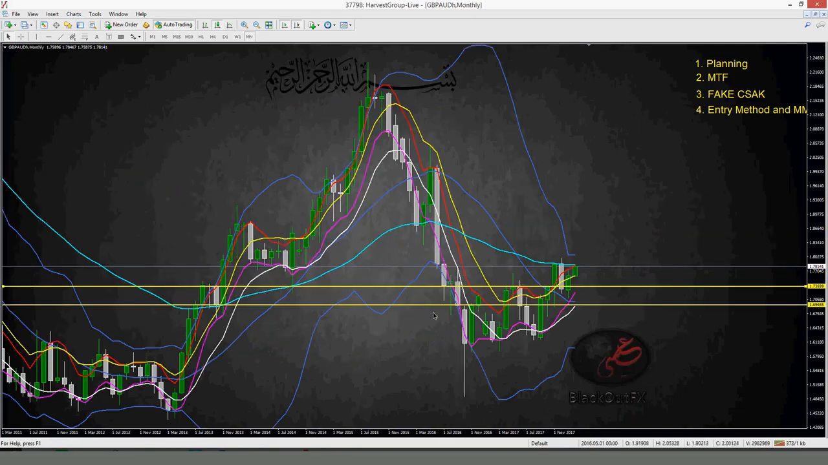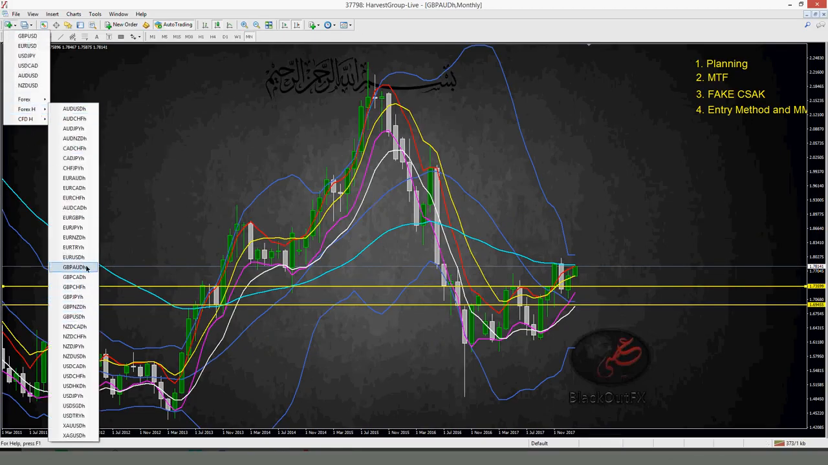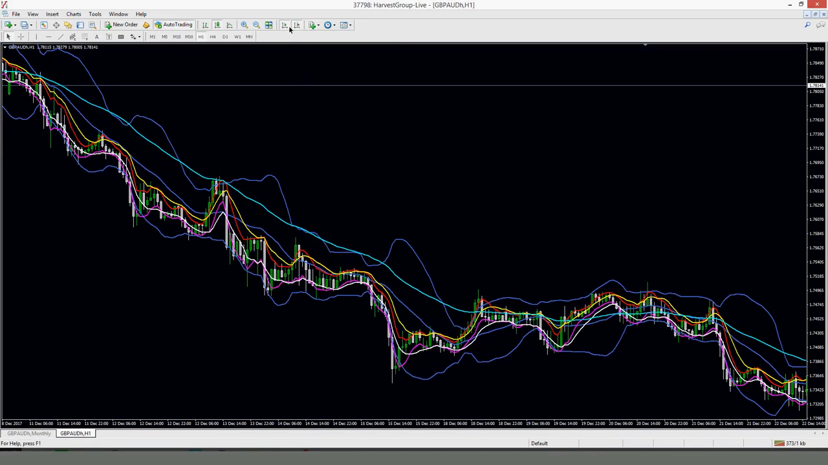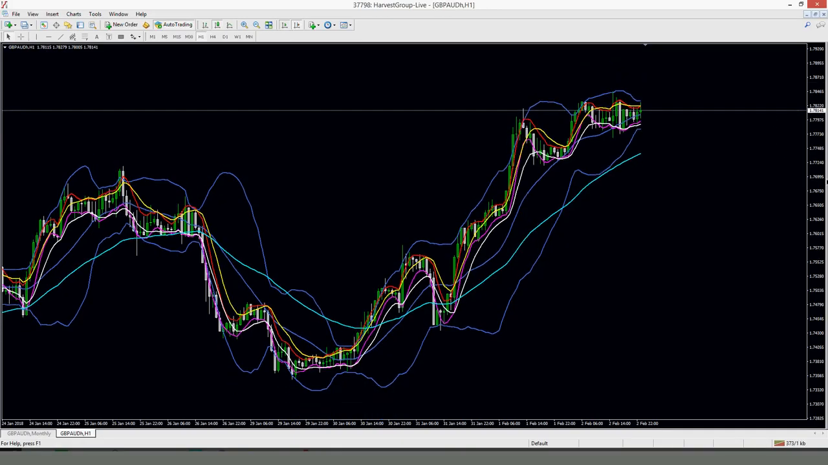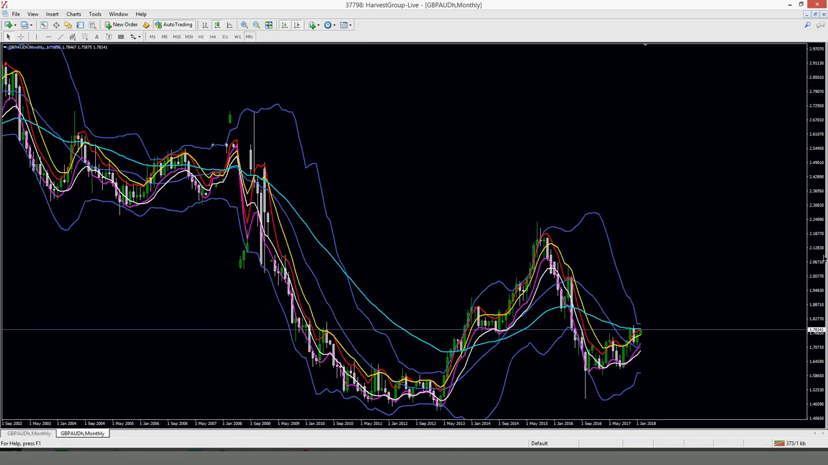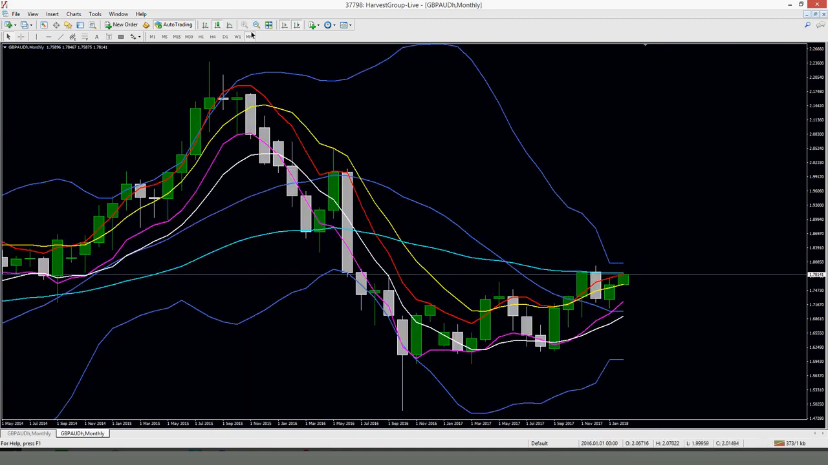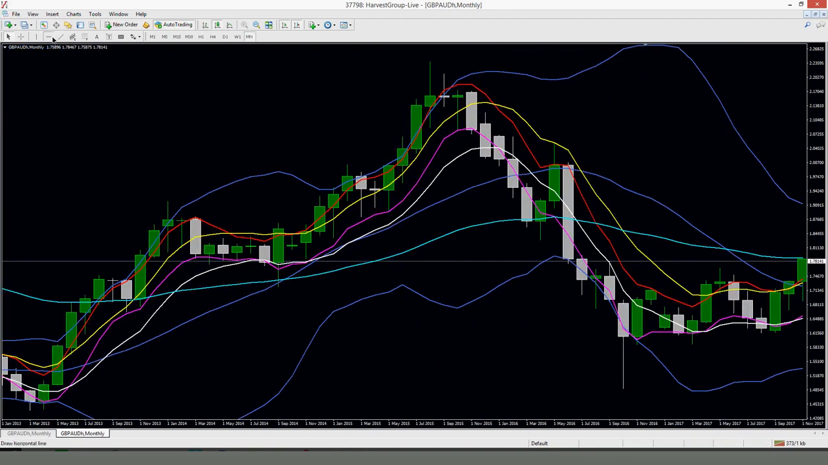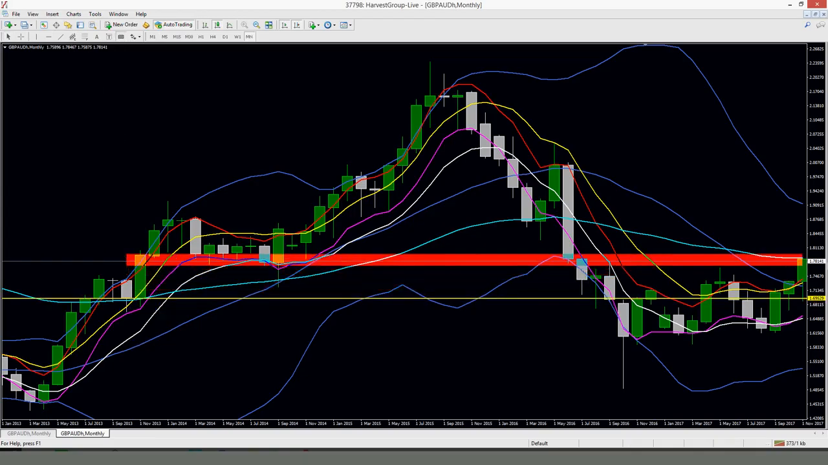Okay. All right. I think we need to open up. All right, so let's just make it much simpler. Let's go to monthly again. Let's find that zone area. So this is the support, and this is another support over here. So let's just mark these zones. Okay, and this is the selling zone.